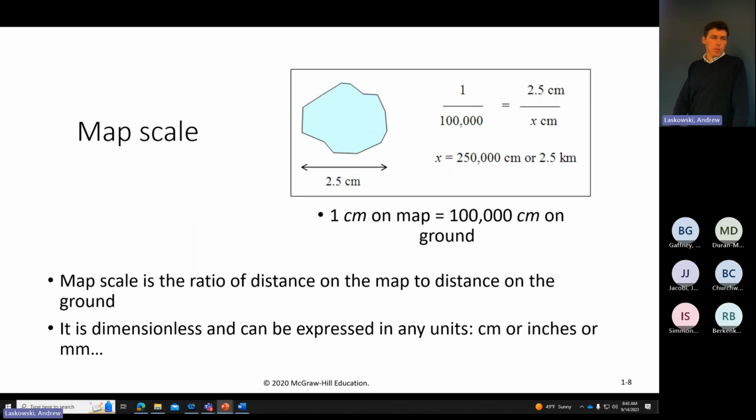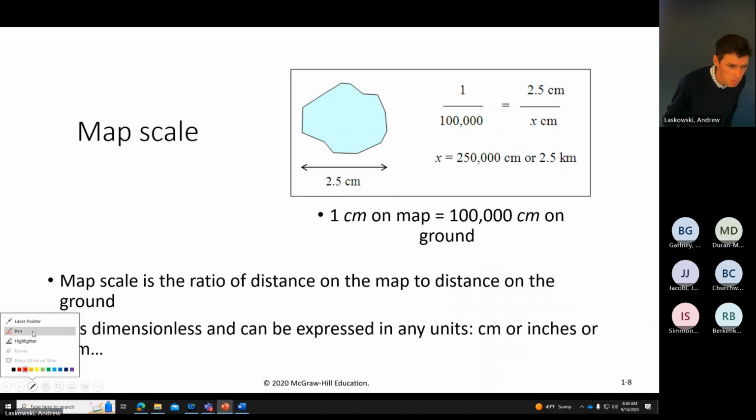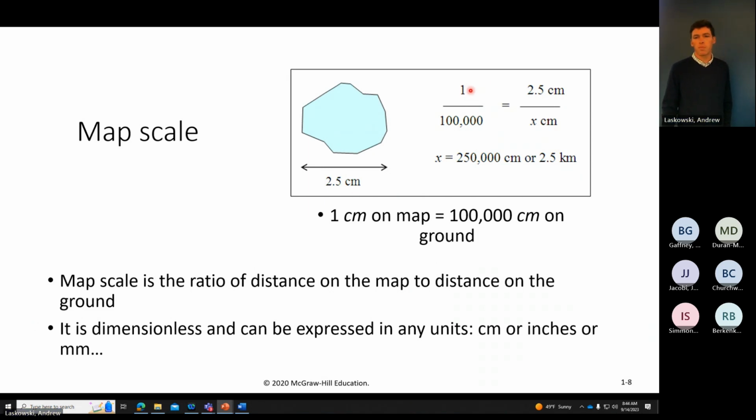So map scale, if we were to define it, is the ratio of distance on the map to distance on the ground. Keyword there is ratio. You can represent it as a fraction. You can represent it as 1 to 100,000. That would be the exact same thing. So if I rewrote this as 1:100,000, that would be the exact same thing as 1 divided by 100,000.